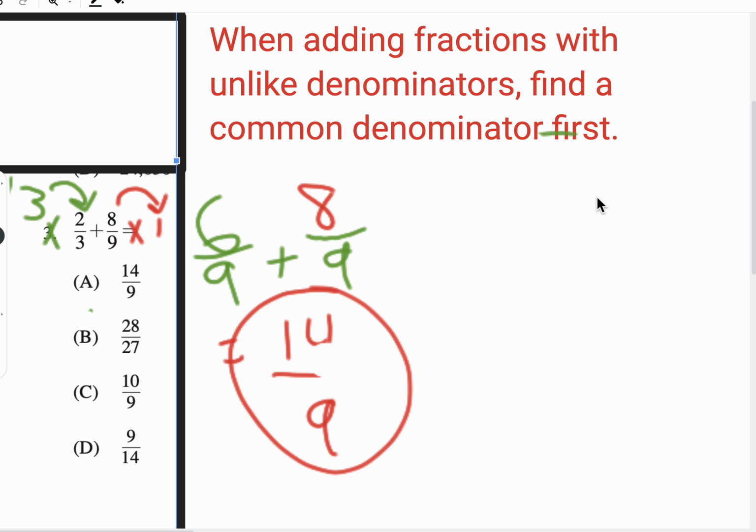Either way will work. We can either use our butterfly method, bow tie method, or we can use our common denominator rule. We're looking for that lowest common denominator.